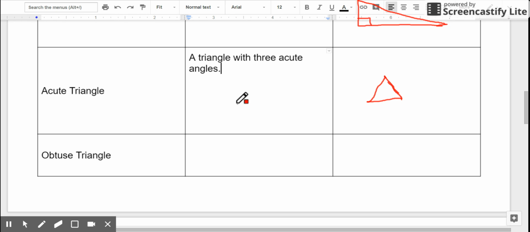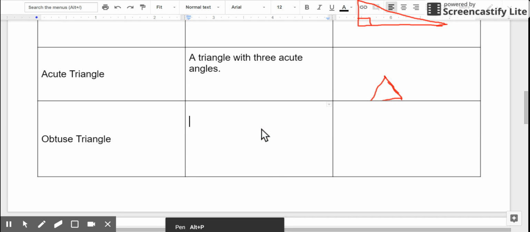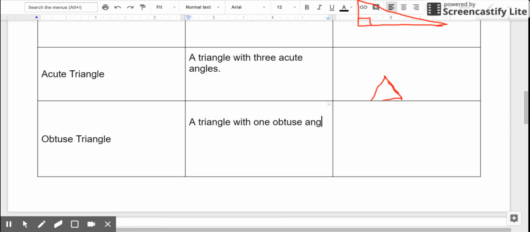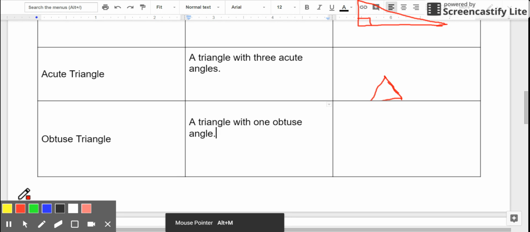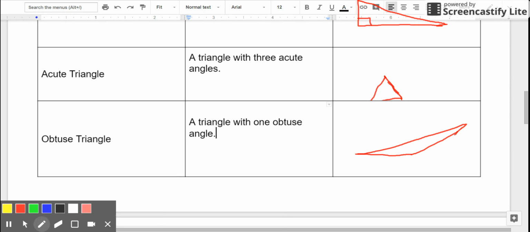An obtuse triangle is a triangle with 1 obtuse angle. So for my obtuse triangle, I'll draw one that's almost a straight line. So here is my obtuse angle in the bottom right. It's bigger than 90 degrees.